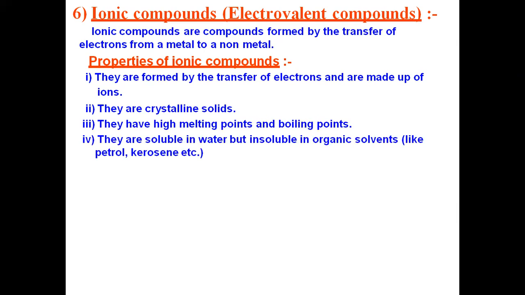The next is they are soluble in water but insoluble in organic solvents. They are soluble in water, like dissolves in like, because these metal compounds do not have carbon in them. Carbon compounds dissolve in organic solvents; non-carbon, that is, inorganic compounds, are soluble in water. These metal and non-metal compounds come under inorganic compounds. So they are soluble in water, but insoluble in organic solvents.